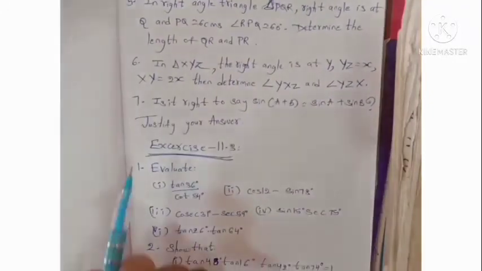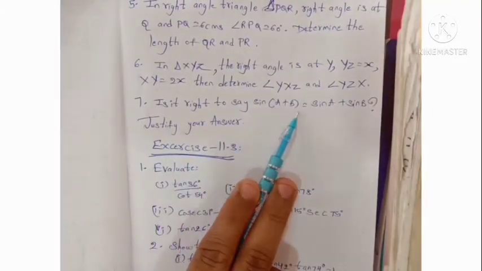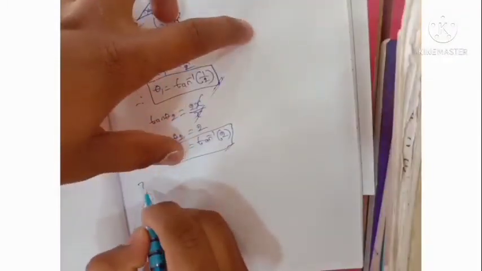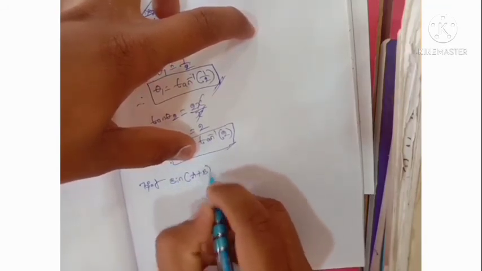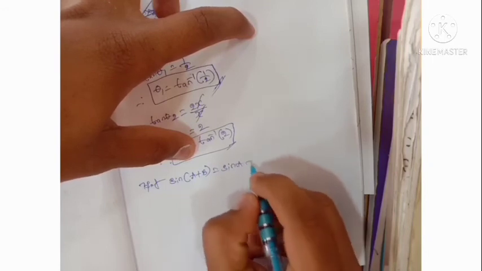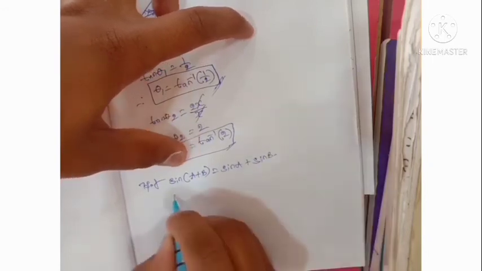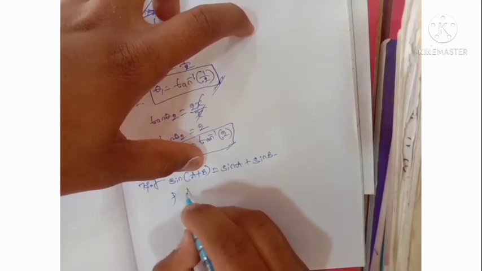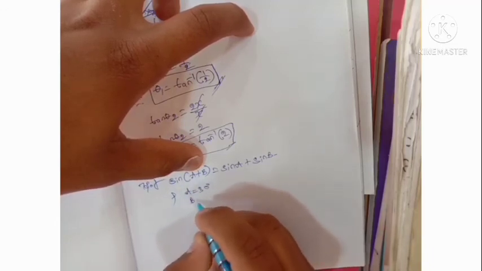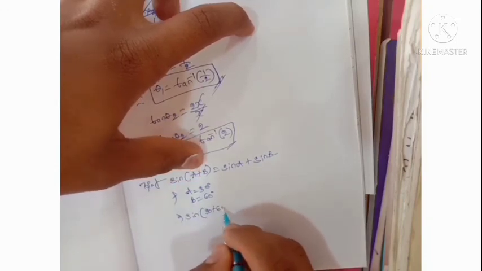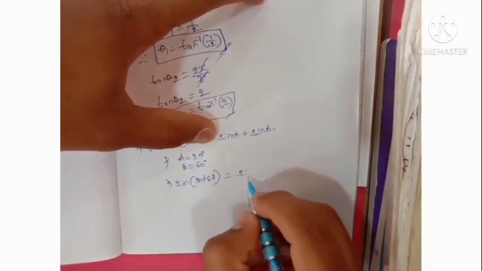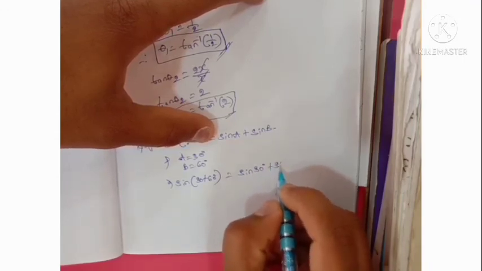Okay, next question, question 7. Is it right to say sin(a + b) is equal to sin a plus sin b? Is it right or wrong? Just check and say. Just consider a is equal to 30 degrees, you can consider anything, and b is equal to 60 degrees. See, sin(30 + 60) degrees, they are saying, equals sin 30 degrees plus sin 60 degrees.